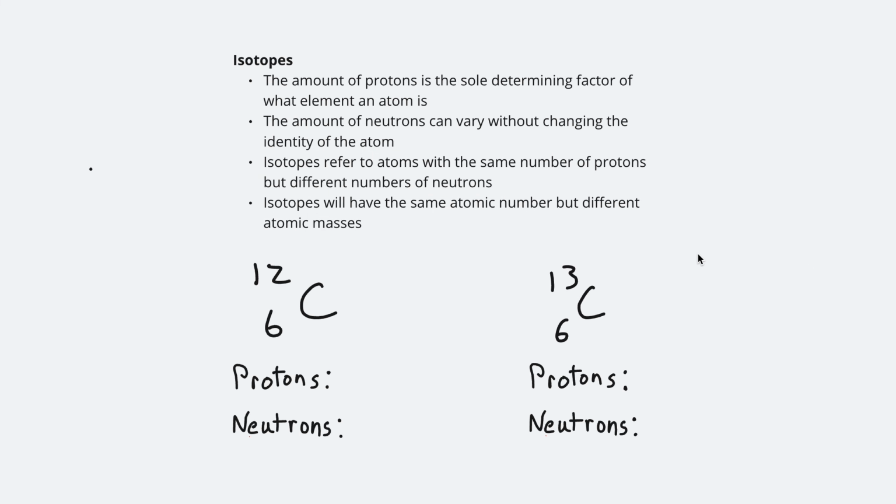Now let's go over isotopes. Recall that the number of protons cannot change for a particular element, but what can change is the number of neutrons. Whenever you have two atoms of the same element with different numbers of neutrons, they are called isotopes. We have carbon here, for example, carbon-12 and carbon-13. Both have 6 protons, but they have different masses, and the difference is because of neutrons. Carbon-12 has 6 neutrons, whereas carbon-13 has 7 neutrons.